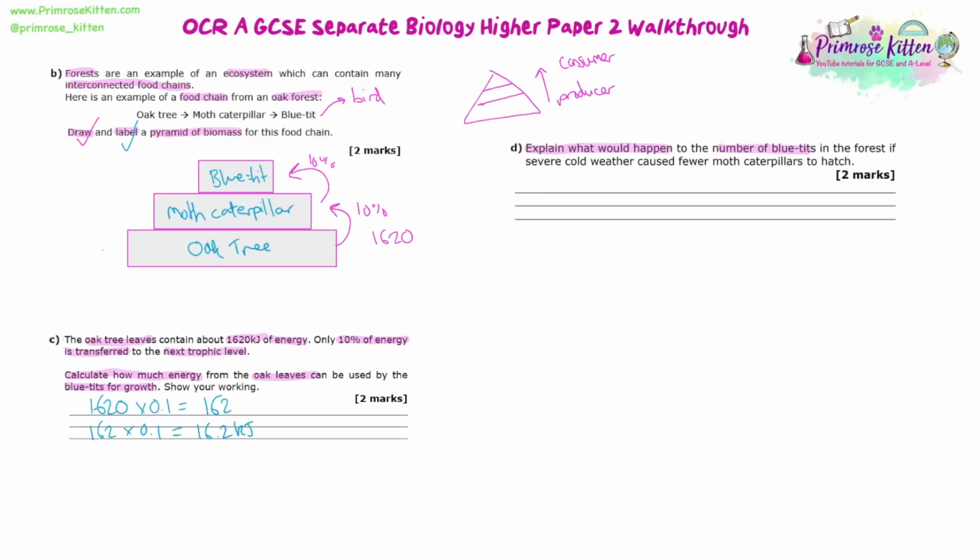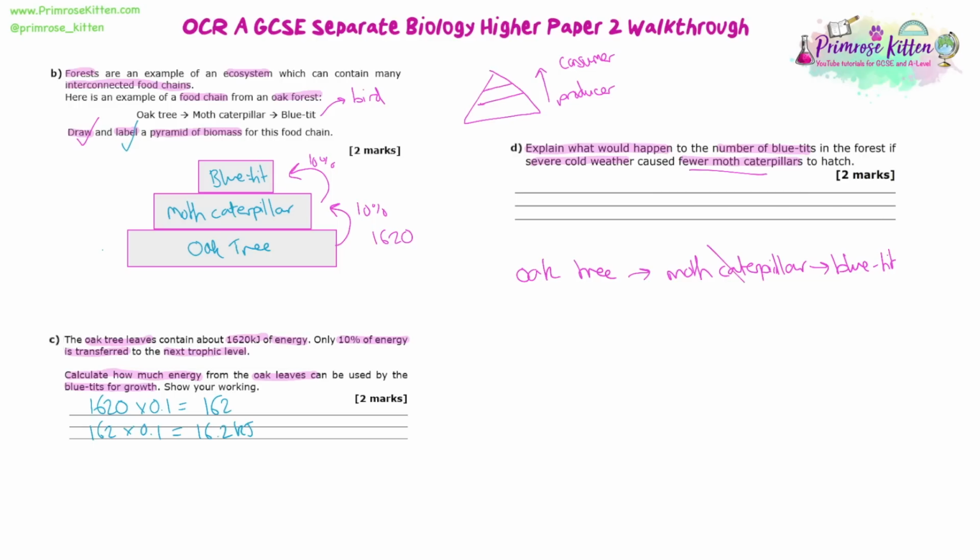Explain what would happen to the number of blue tits in the forest if severe cold weather caused fewer moth caterpillars to hatch. Okay, so let's think about our food chain then. So we've got oak tree, moth caterpillar, blue tit. I'm going to rewrite it because it's kind of small over there. Basically, this is just asking us what's going to happen to the numbers of blue tits in the population if the moth caterpillar suddenly decreased.